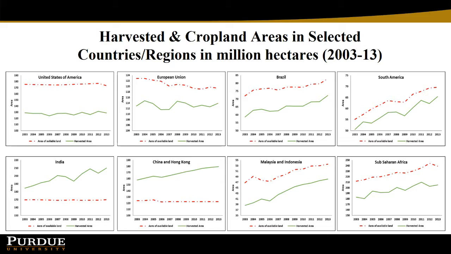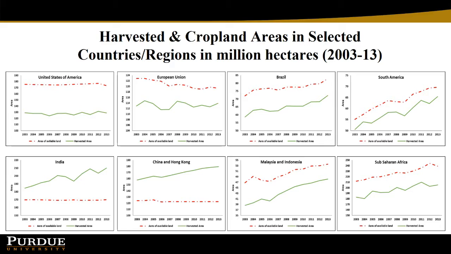Now look at the bottom graph. As you can see here, in some countries like India, their harvested area is much larger than their available land, and that's because of multiple cropping. You can see the same thing in China. There is a lot of double cropping in China. This means that some of their land is used for crop production more than one time.